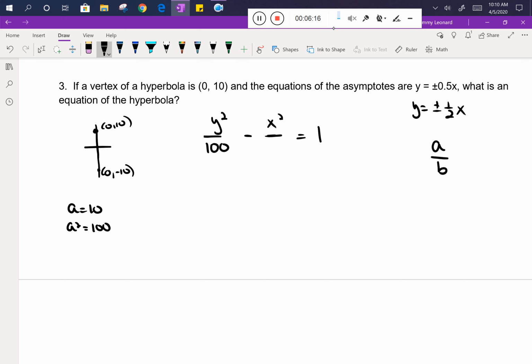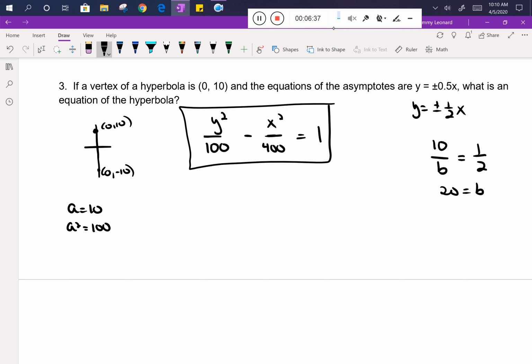It means it reduces to 1/2. So we know a to be 10. So I can take out the a and I can put in a 10. And now I can cross multiply to find out what b is. So I've got 20 equals b. So if b is 20, then 20 squared is 400. And so that's our equation. We aren't asked to identify the foci, so that's all we need to do.